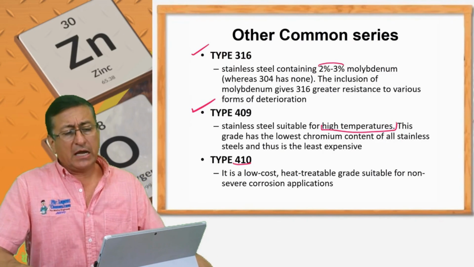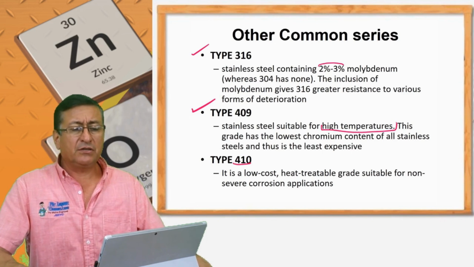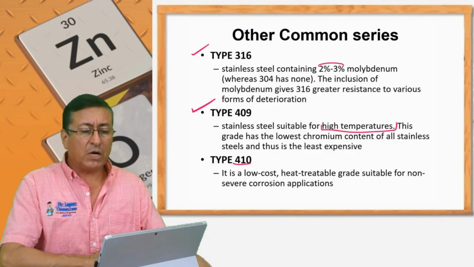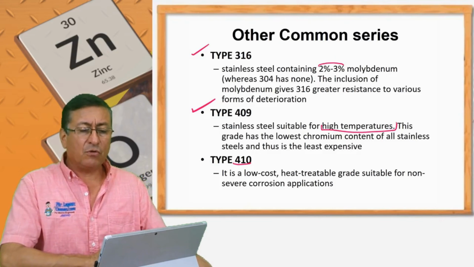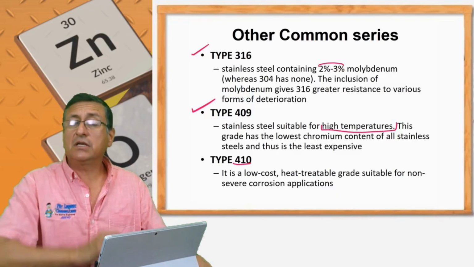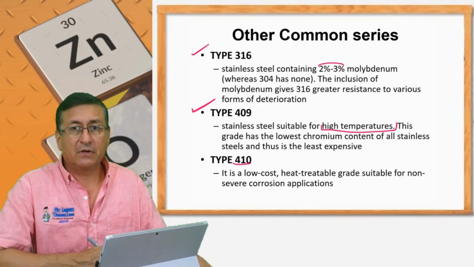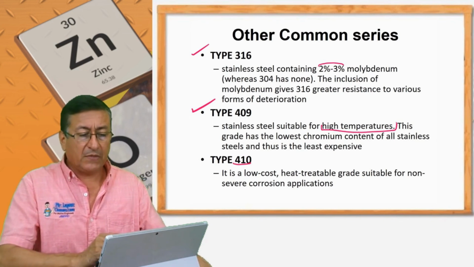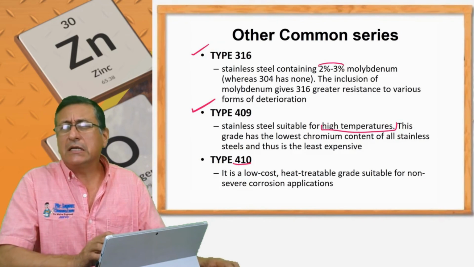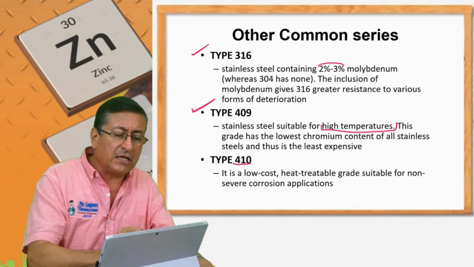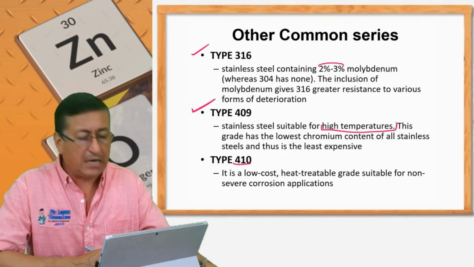Another common alloy for marine application is the 316. The content of molybdenum is between 2 and 3%. The 409 is excellent for high temperatures. It's used in the fabrication of exhaust pipes, especially for diesel engines. And the 410 is for areas where the corrosive environment is not too high. For that reason, this is very common in marine applications.